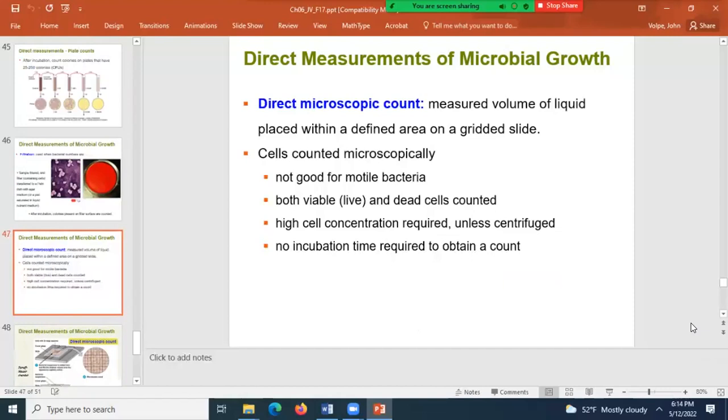There's a direct microscopic count where a volume of liquid containing the cells is measured and then counted under a gridded slide. The cells are then counted microscopically. This is not good for motile bacteria. And you cannot distinguish between viable cells and dead cells.